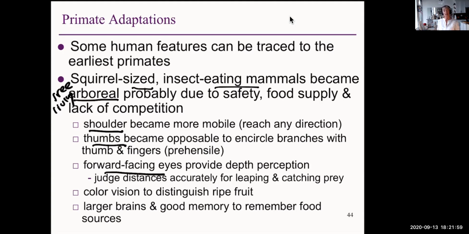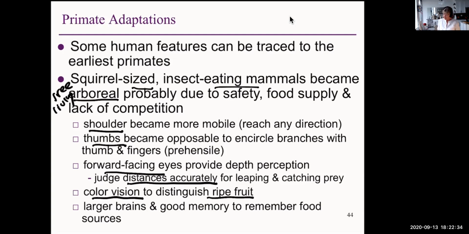Forward-facing eyes is a feature that helps with depth perception. So the ability to judge distances accurately for catching prey, for example. Many animals that are prey have eyes at the side because they need to have good peripheral vision to see predators. However, predators tend to have binocular vision for distance. We have color vision to distinguish fruit, for example. That would have been an adaptive trait for an ancestor.